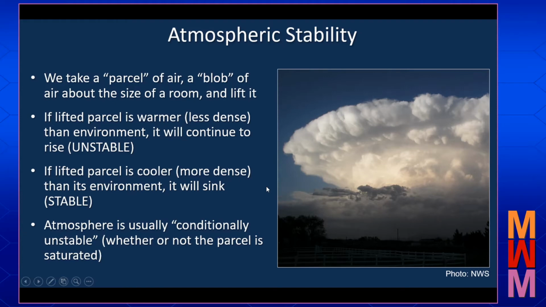Now, in the real atmosphere, we usually find what's called conditional instability, or the atmosphere is conditionally unstable. The condition is whether or not our parcel, our blob of air that we're lifting, is saturated or not. Why does that matter? Well, as our air parcel becomes saturated, the water vapor, that humidity, is going to condense, start to form little water droplets, and start to form a cloud. When that process happens, a little bit of heat gets released by that condensation into our air parcel.